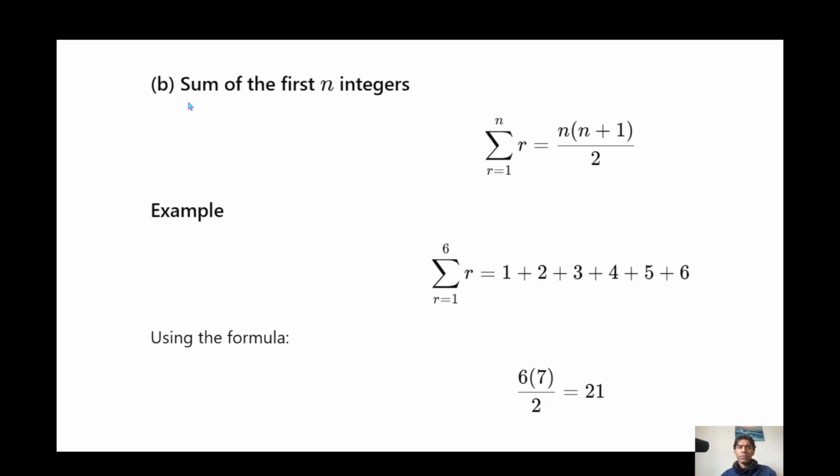Now, the second one, the sum of the first n integers. The sum of r equals 1 to n of r is equal to n multiplied by (n plus 1) divided by 2. For example, the sum of r equals 1 to 6 of r is equal to 1 plus 2 plus 3 plus 4 plus 5 plus 6. And using the formula, 6 times 7 divided by 2 is equal to 21.